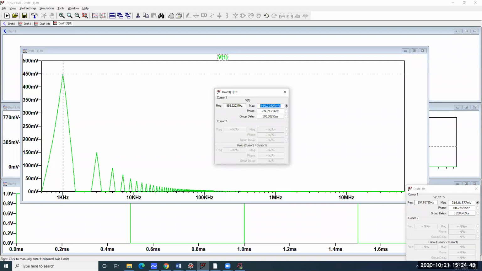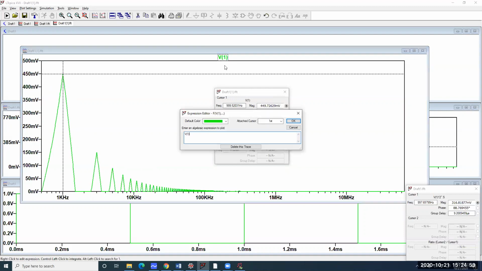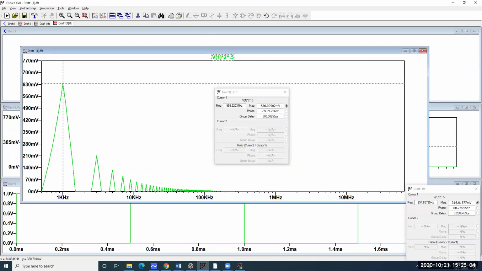this is like one of those gotchas, is that LTspice, right? These are all sine waves, right? It actually plots it in RMS. So if you want peak, right, you got to convert it back. And 636, and that's close enough. Okay. So that's pretty good.